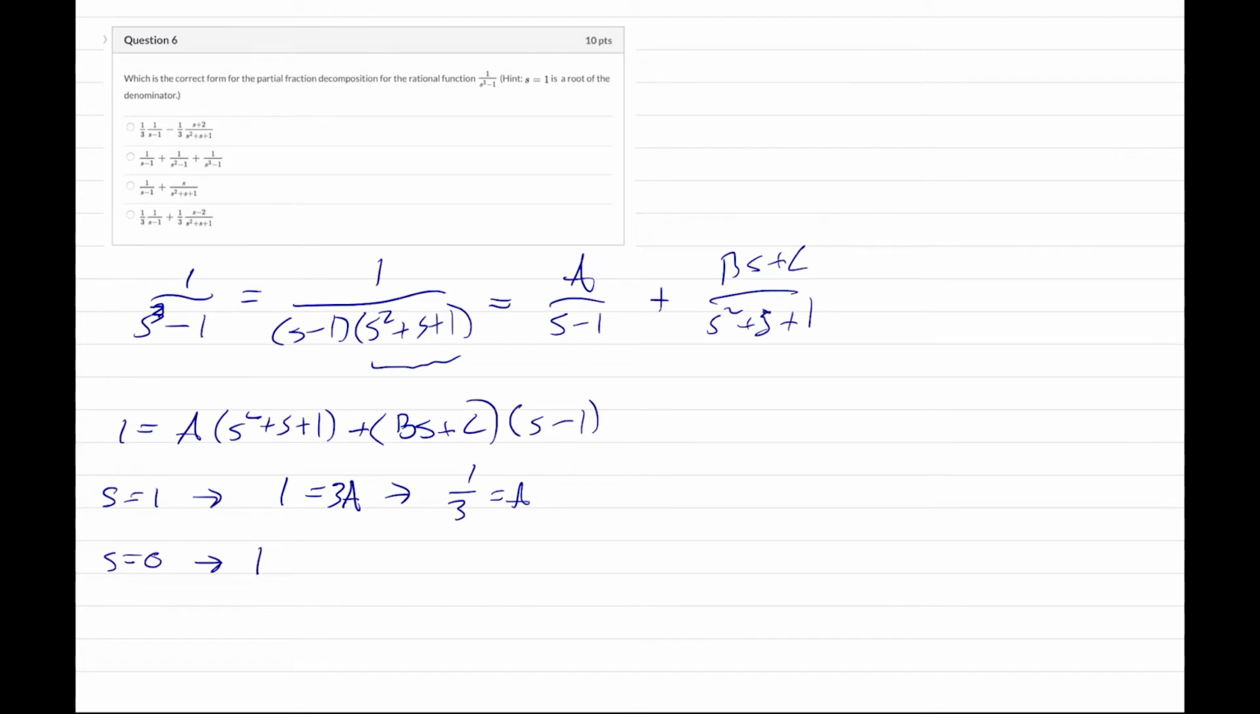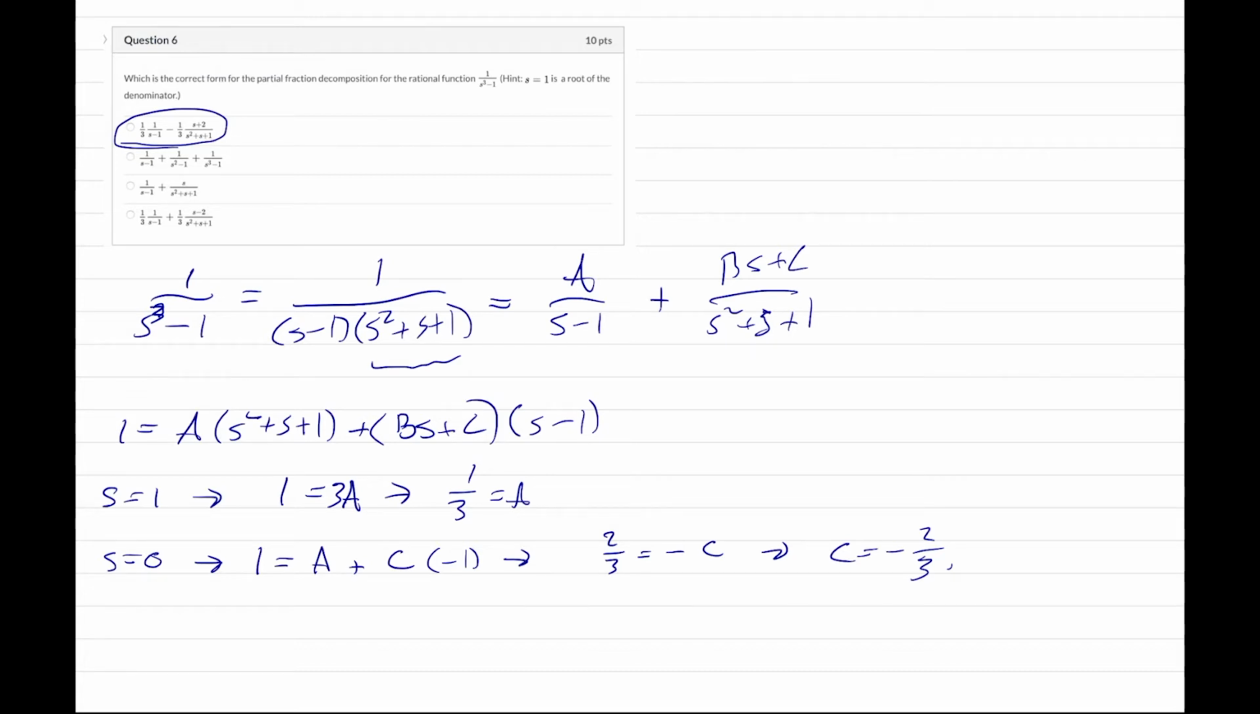and that's going to give me 1 is equal to A plus C times negative 1. And then what is that going to give me? Well, A is equal to 1/3, so it's going to give me 2/3 here on the left. It's equal to negative C, so that tells me that C should be equal to minus 2/3. Right. And so looking at this, it is the only thing that has negative 2/3 on there. So if I don't want to bother finding B, then that's it.